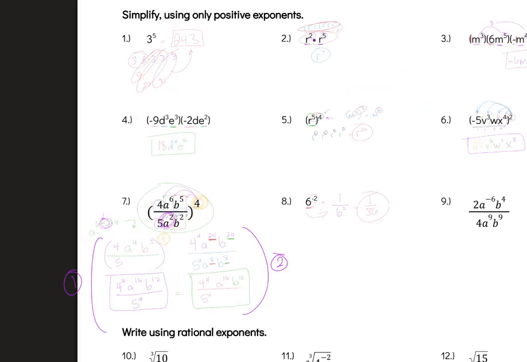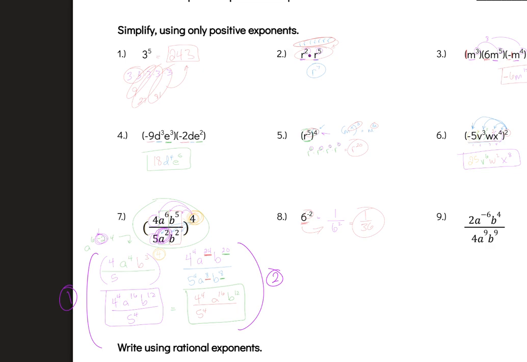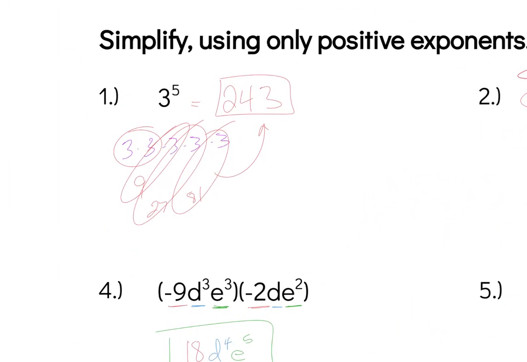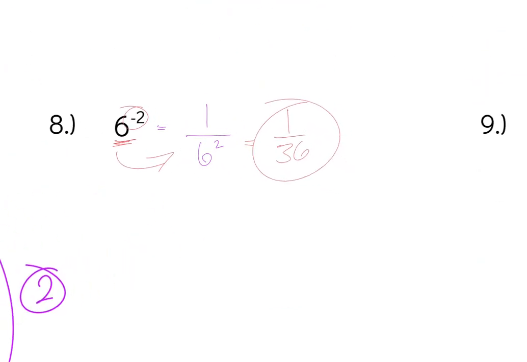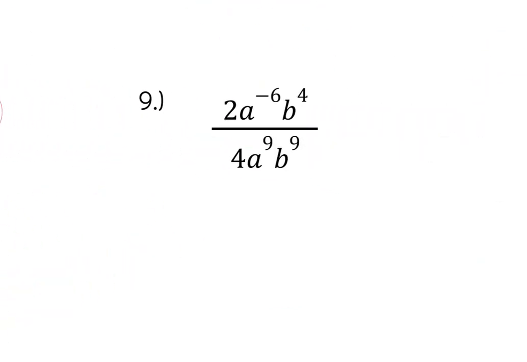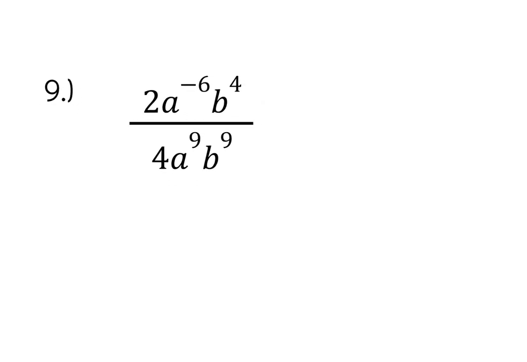Pretty much, if you're not sure when you should go ahead and write the number out like that, if it's pretty knowable, like that's a little annoying to me, but like 6 squared, that's pretty knowable. You know what I mean? And yeah, number 9.